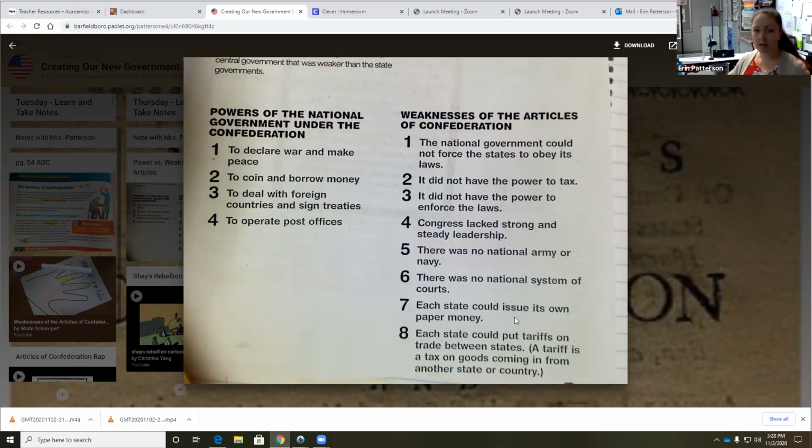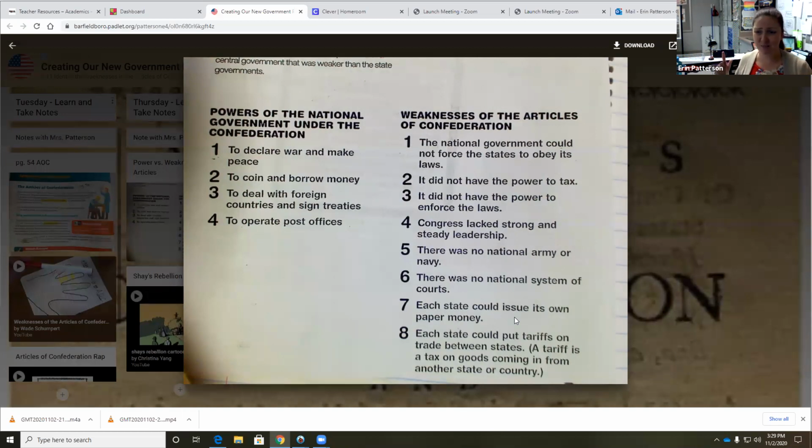All righty, so number 3, you can deal with the foreign countries. So sure, government, deal with the foreign countries and sign all those peace treaties for us. But look at number 8. Each state could put tariffs on trade between the states. So say we agree with France, you can bring in your goods and we will buy them. Well, if I'm on the coast of Virginia and I take those goods from France, if I cross state lines, there can be another tax on them there. And then another tax on them and another tax on them from state to state.